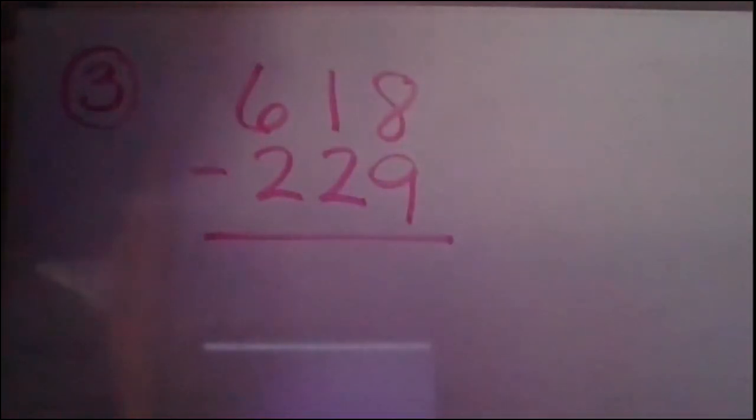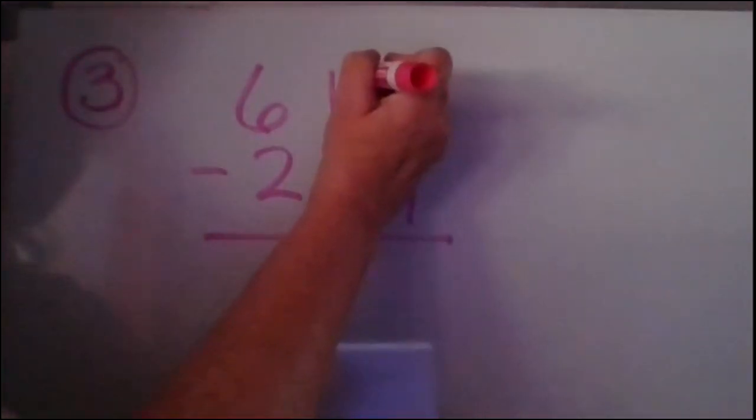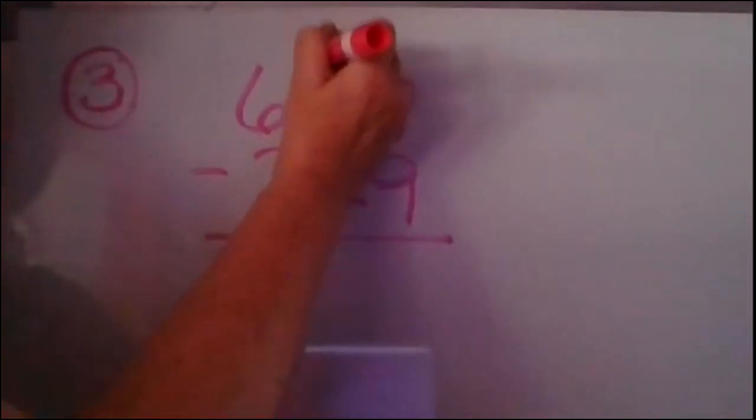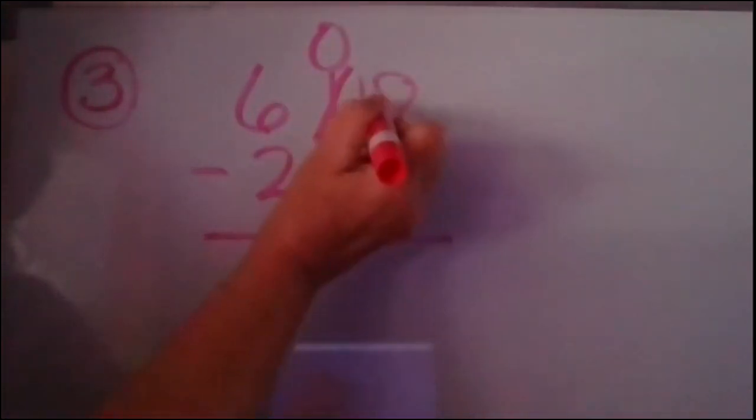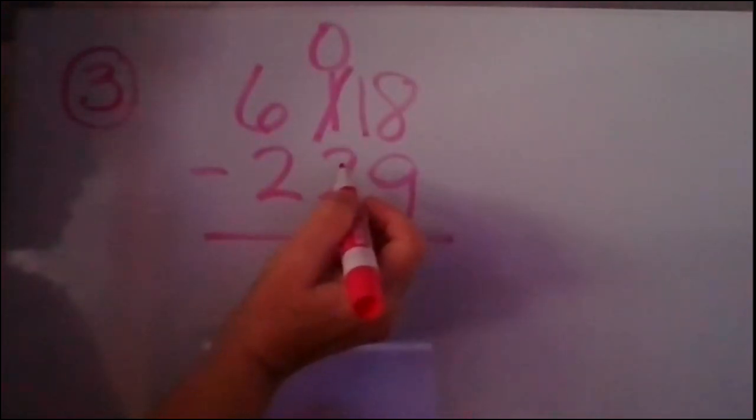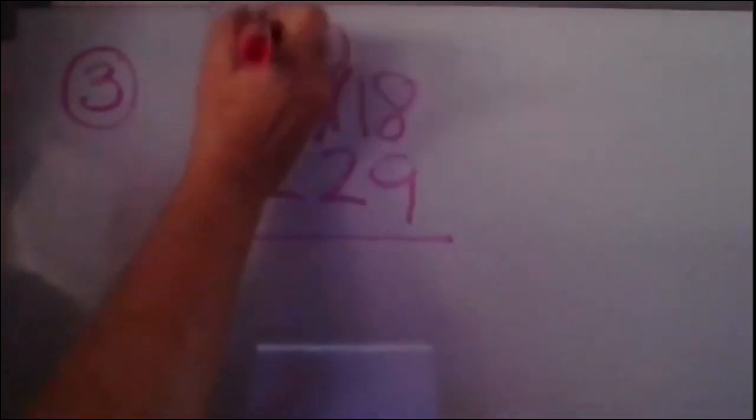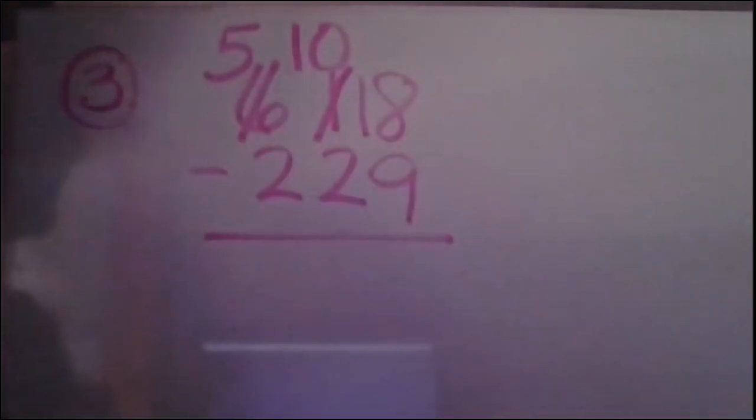8 take away 9. Were you able to do that? No? So then 8 became what? 18, and the 1 went down to 0. Can I subtract 0, take away 2? Oh, I have to regroup again. So 0 becomes 10, and the 6 goes down to 5. Now can I subtract? Oh, good.